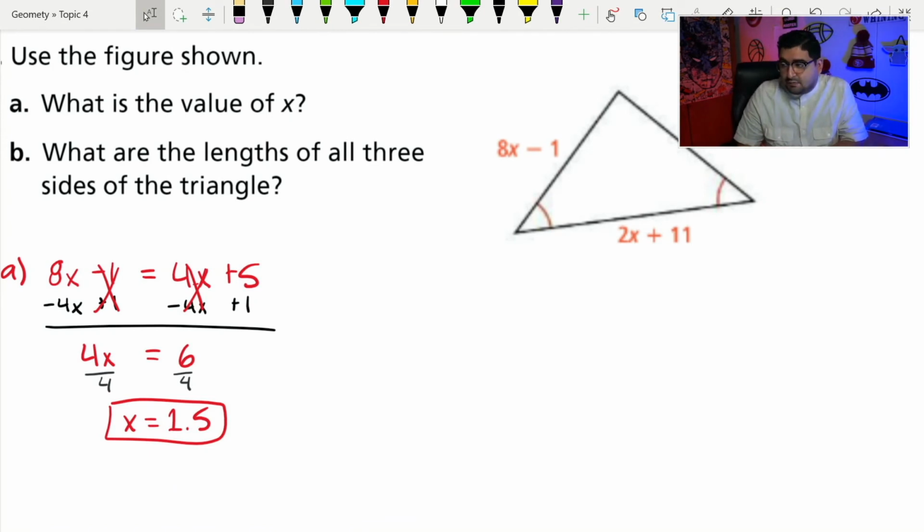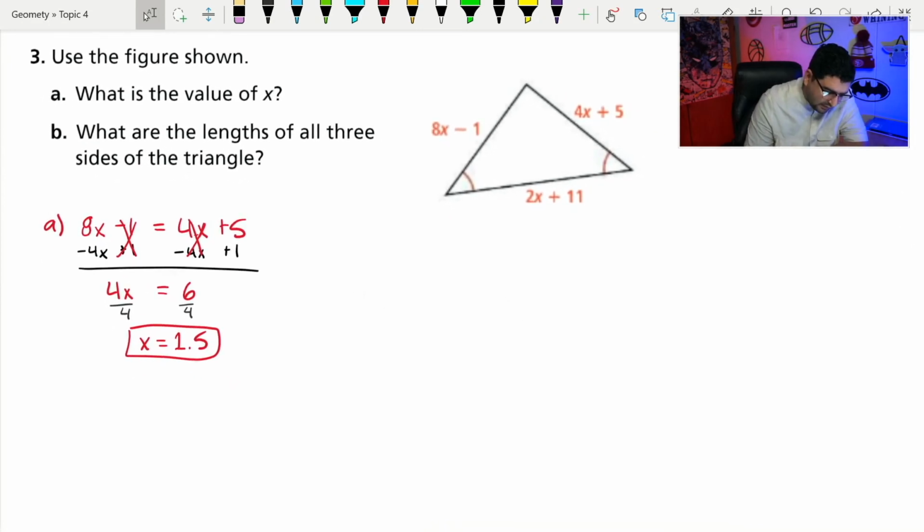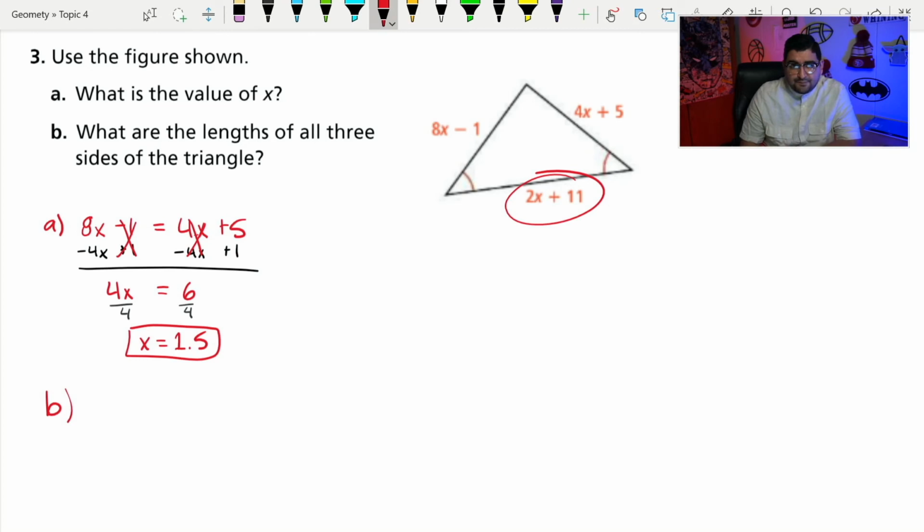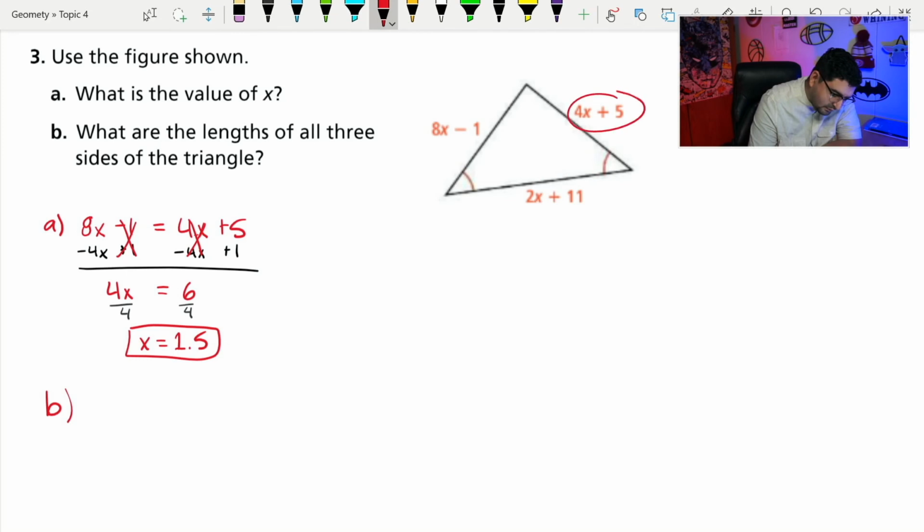Now the second part to this problem would be plugging in x so that I can find what each of these side lengths are. And that's what part B is about. So part B, we can take that 1.5. It doesn't matter which one of these two sides I plug into, because those two sides are equal to each other. I just need to plug it into one of those sides. Underneath, I'll also need to plug it into this side, because that side is a different measurement. So let's plug it into 4x plus 5, and we're going to plug it into 2x plus 11.